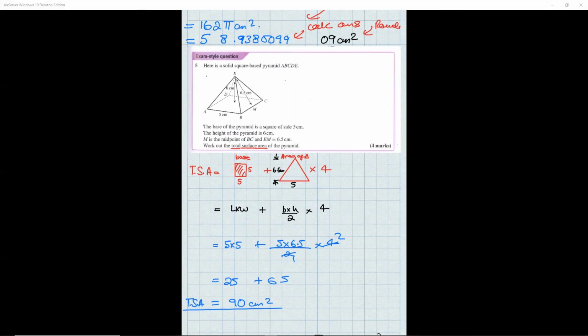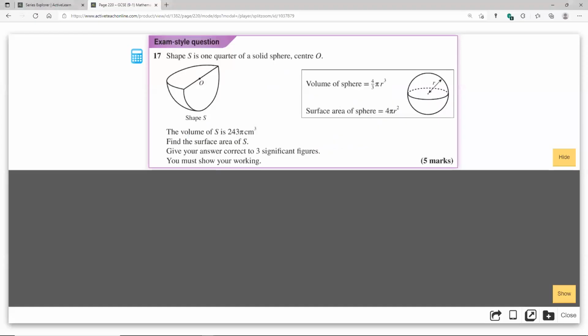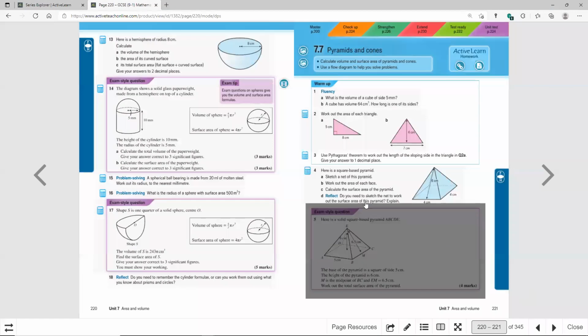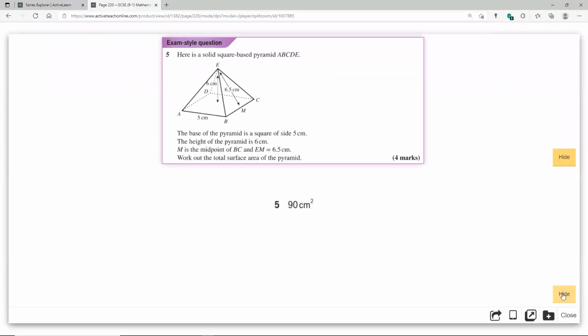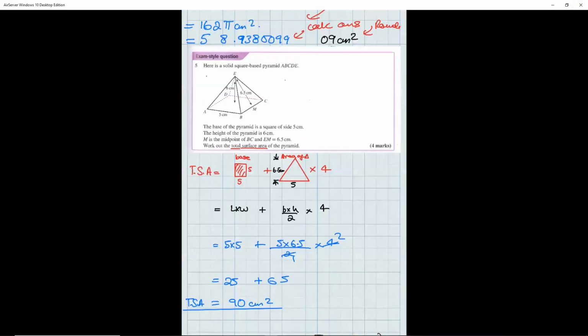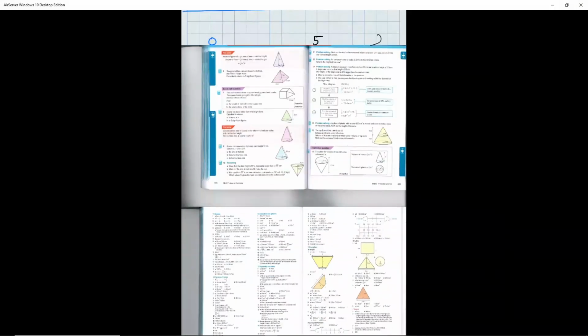All right, let's double check that. Okay, let's close that and let's go to that. And did we get 90? Yeah. We did. Fantastic. Very good. Oh yes, excellent.